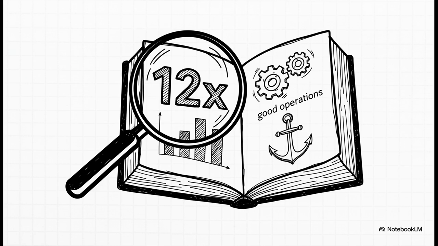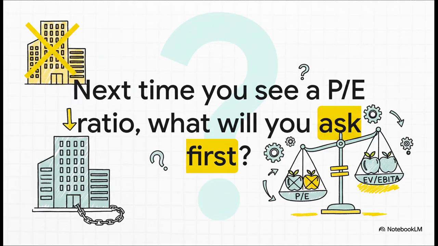Why is this multiple so high? Why is that one so low? The multiple isn't the final answer. It's the start of a much deeper investigation into a company's real performance and its future prospects. So, I'm going to leave you with this question. The next time you see a company's PE ratio in a headline, or in some analyst report, what's the very first question you're going to ask yourself? Because now you've got the framework to look right past that simple shortcut and find the real story.